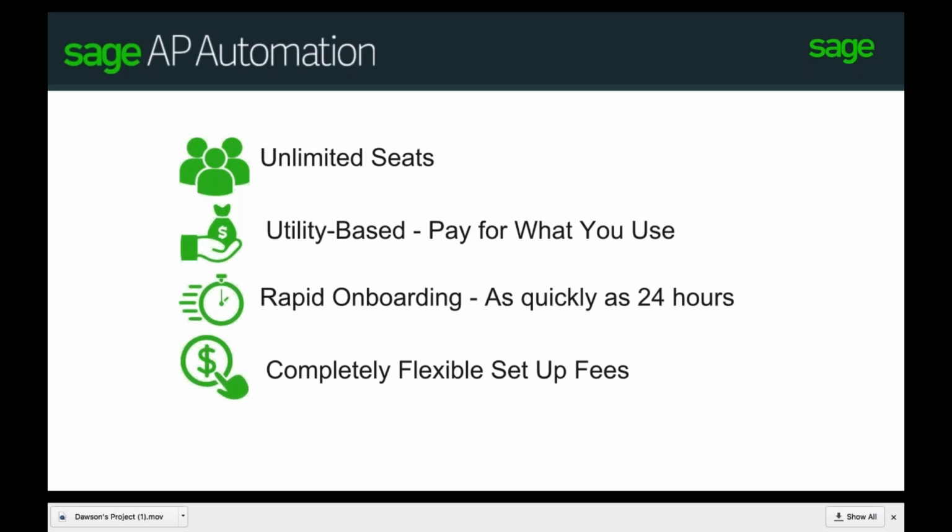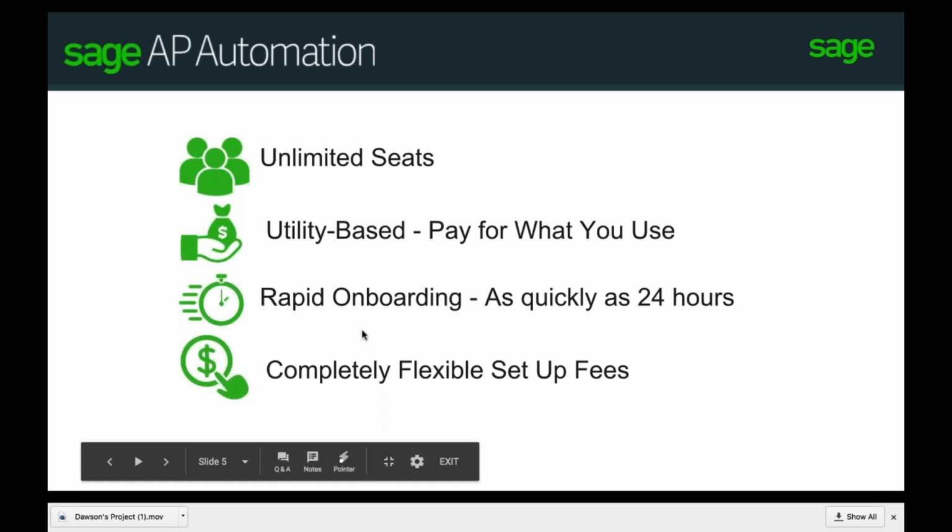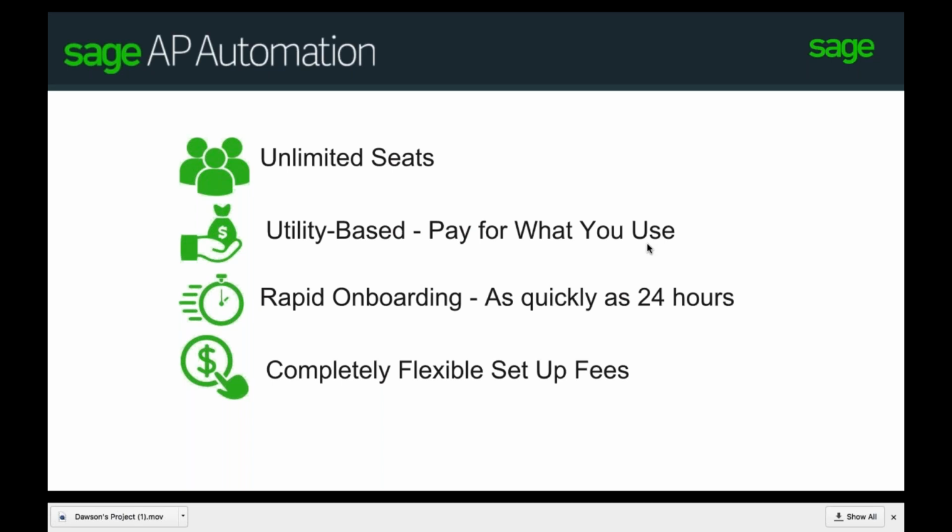So when you purchase, or when you raise your hand and say this is something I want, it's free implementation, installation, and training. It's like Sage handing you a car and saying, all you have to do is pay for the gas. Same here. You're provided the software and all you have to do is pay for what you use. The pricing is structured based off of the number of invoices that are processed and completed through the system.